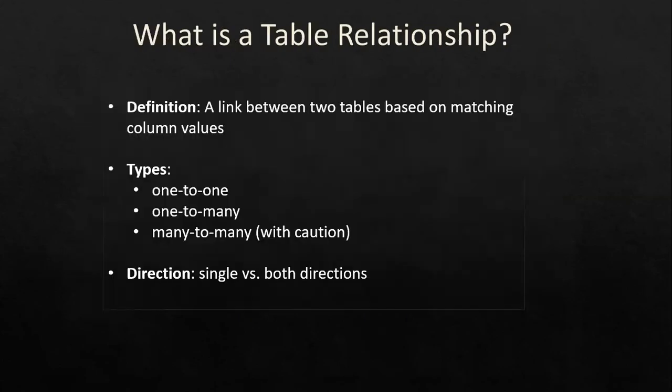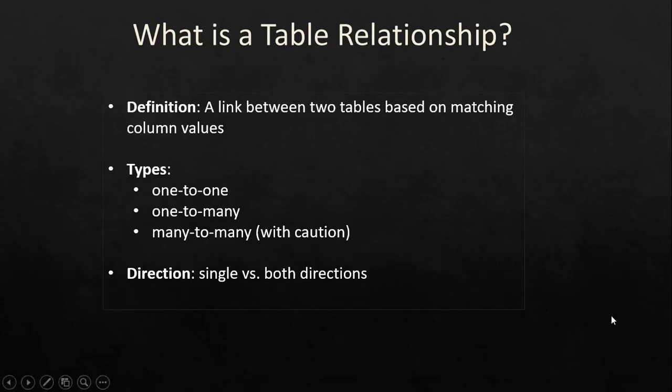So what is table relationship? Table relationship is simply a link between two tables based on matching columns. So it may not be just two tables, it can be multiple tables. Most of the time it will be multiple tables. So it's a relationship between tables and how they are matched together using columns. All right. So when we jump into Power BI, you understand it better.